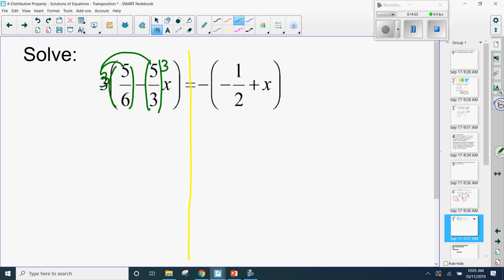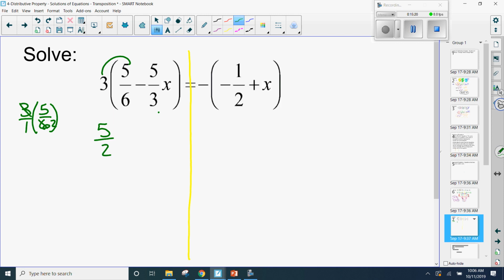Did that just make it confusing for you? Okay. I won't show it that way. We'll leave it like this. So I need to distribute. You take 3 times 5/6. What is 3 times 5 over 6? This is over 1. 3 goes into 6 2 times, and you get what? 5 over 2. 5 halves. And then I subtract.